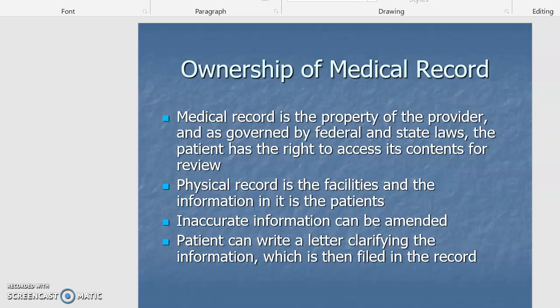Inaccurate information can be amended. The patient can write a letter clarifying the information, which is then filed in the record. They're not going to take that information out. So let's say you go to the doctor, you're upset, you're acting a little bit off the wall, and the doctor writes that in there: patient is acting very crazy today, not complying, and so on. You read that and you say, that's not what happened. You can ask to amend it. They're not going to take the original out, but they will put an addendum to it.